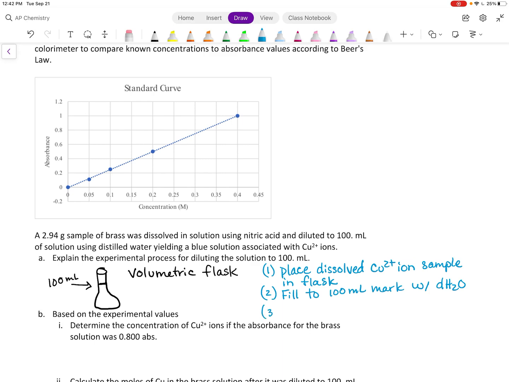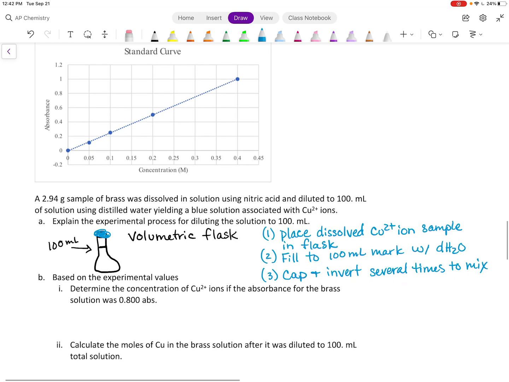And then finally, we're going to cap it. So 3, we're going to cap. There's a little cap that goes on the top of this, okay, to seal it off. And then we invert several times to mix. Okay, so just a little lab technique there. All right, now let's do the analysis now that we have the technique down.